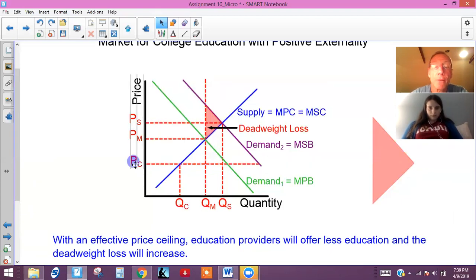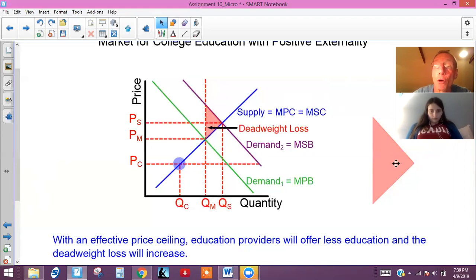with a price, if we're going to charge students a much lower tuition, then there's going to be less education available. So the supply drops down from here down to here. So if this is the new quantity produced with this price ceiling, it's going to be where the price is equal to the marginal private cost, which is right here, right? Which means that we're going to produce less even than we are up here.